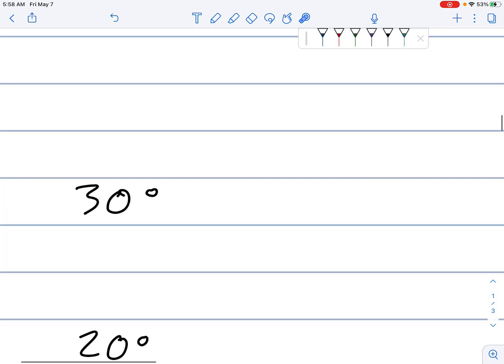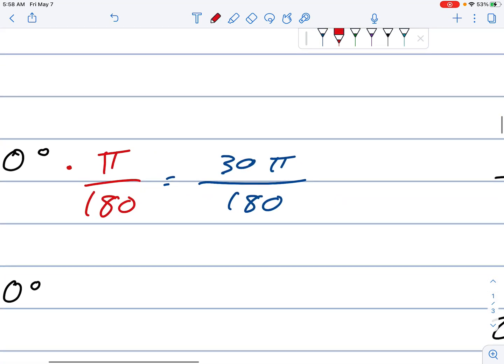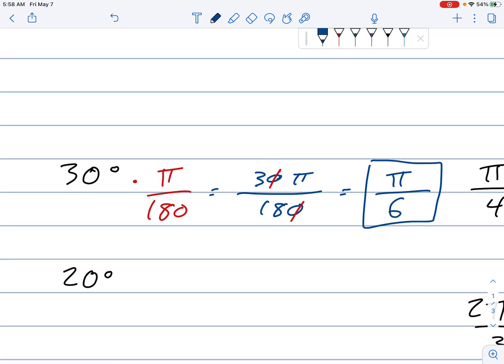Okay, so let's try it. 30 degrees. I would multiply by pi over 180. 30 pi over 180. Obviously, this can be simplified. 30 and 180 is 3 over 18, which is 1 over 6. 30 degrees, an important number we need to know. 30 degrees is pi over 6 radians. So you're multiplying by pi over 180. And eventually we'll be able to do this in our head, but it's new. So we can have a bunch of practice with it, and then you'll have eventually a quiz where I ask you to find all these things.